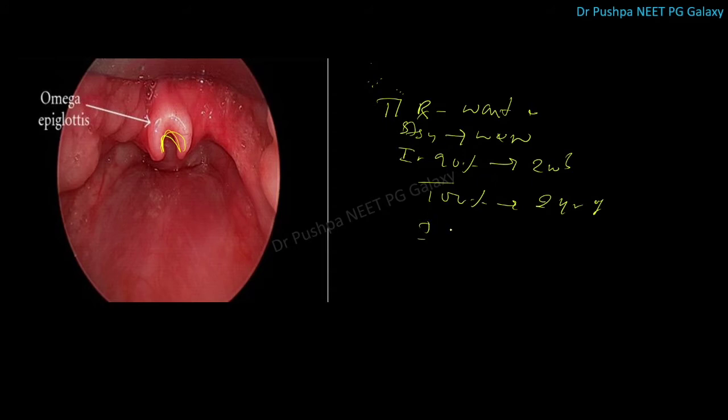If it is not improving, we can do tracheostomy. In case of severe respiratory obstruction, we can do tracheostomy. Also, in case dyspnea is present, we can repair by supraglottoplasty.